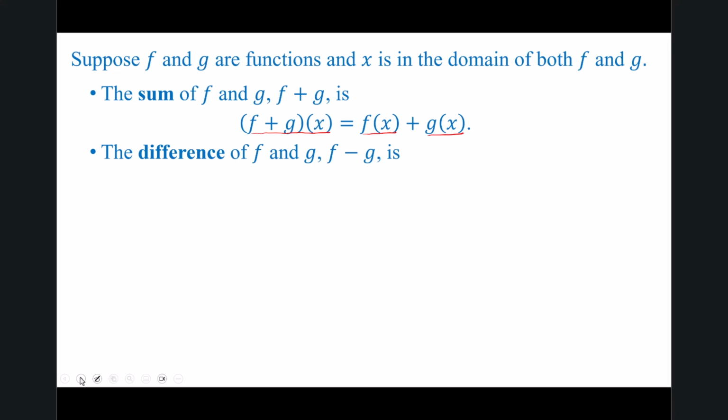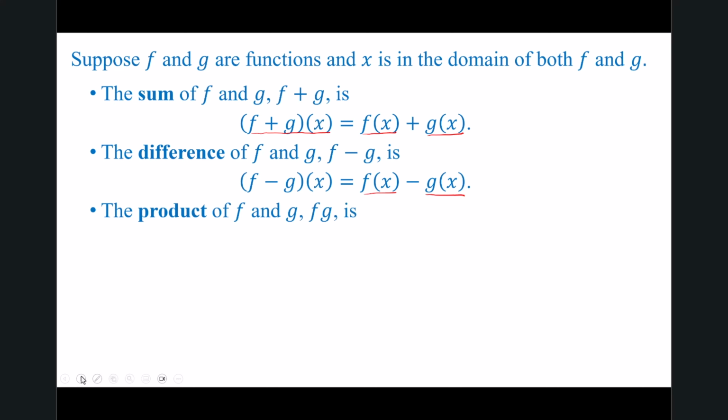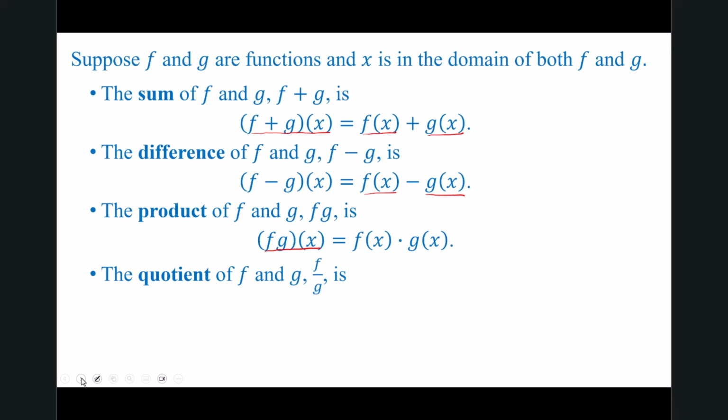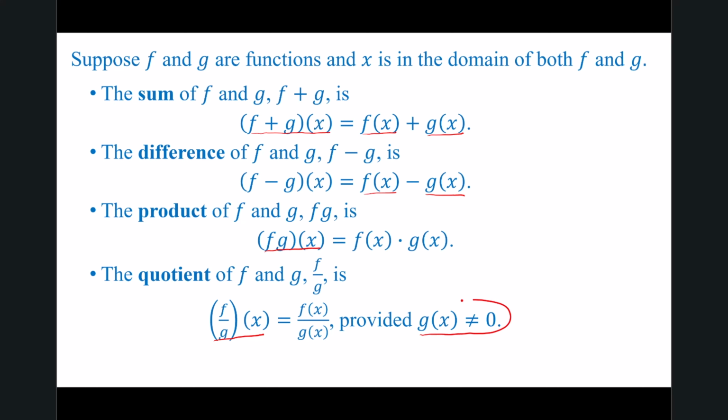The difference, or f minus g, so f minus g of x is f of x, subtract g of x. The product of f and g is f of x times g of x, and we can write that as f times g of x. And the quotient of f and g is f divided by g of x, or f of x divided by g of x, provided, of course, that g of x is not equal to 0, because we cannot divide by 0.